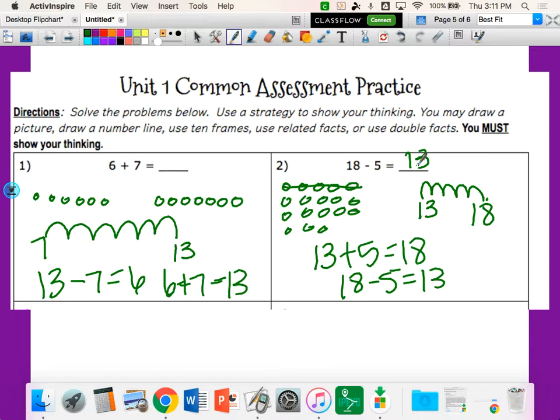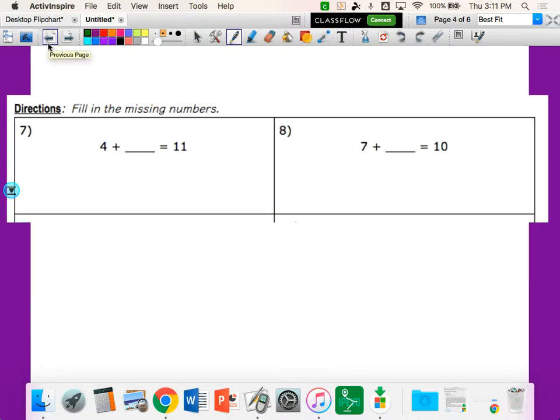Okay, our next one was the missing add-ins. This is where I saw some of our kids struggle. They wanted to add together 4 and 11 instead of looking at it as a missing add-in. I tried to remind them that it was like our part-whole: I know my biggest number is 11 and I have 4. What am I missing?